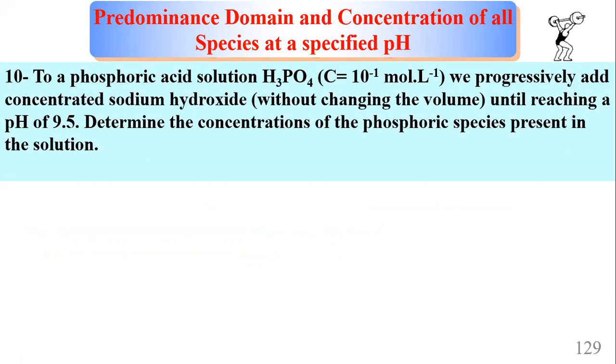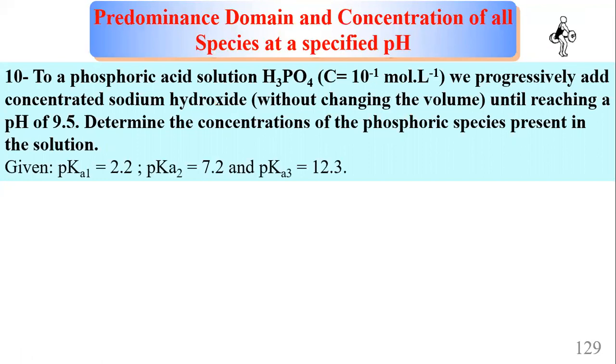So let's look at now question number 10. Question number 10 reads: to a phosphoric acid solution, H3PO4, with a given concentration, we progressively add sodium hydroxide without changing the volume, so we're adding it as a solid and assuming volume doesn't change, until the pH is 9.5. Determine the concentration of the phosphoric species present in the solution. And of course, you're given the pKa values for H3PO4. Notice sometimes we have different pKa values given, and we have to watch out. Don't memorize pKa values. Sometimes we see 2.1, sometimes I see 2.2.